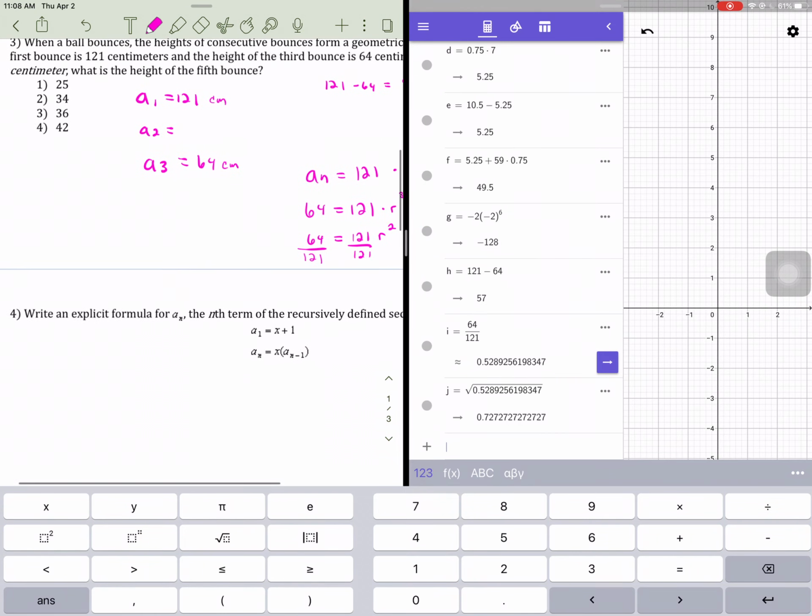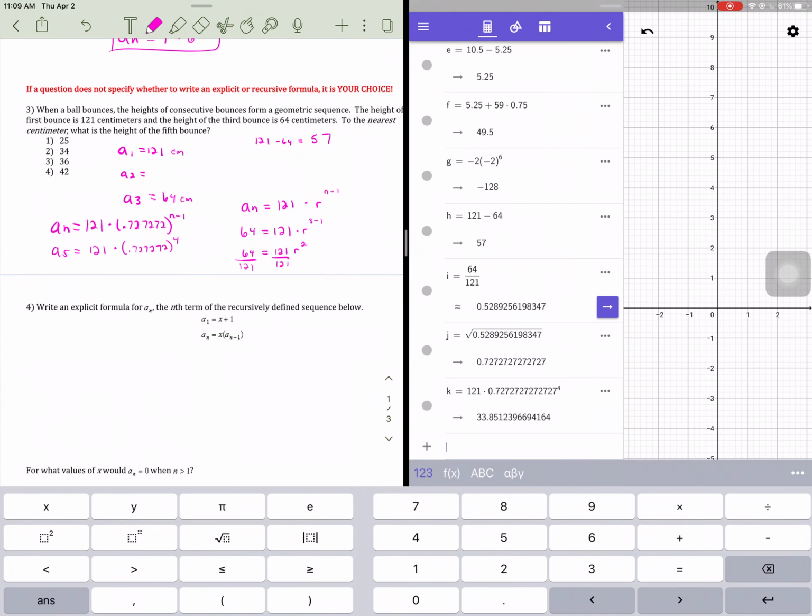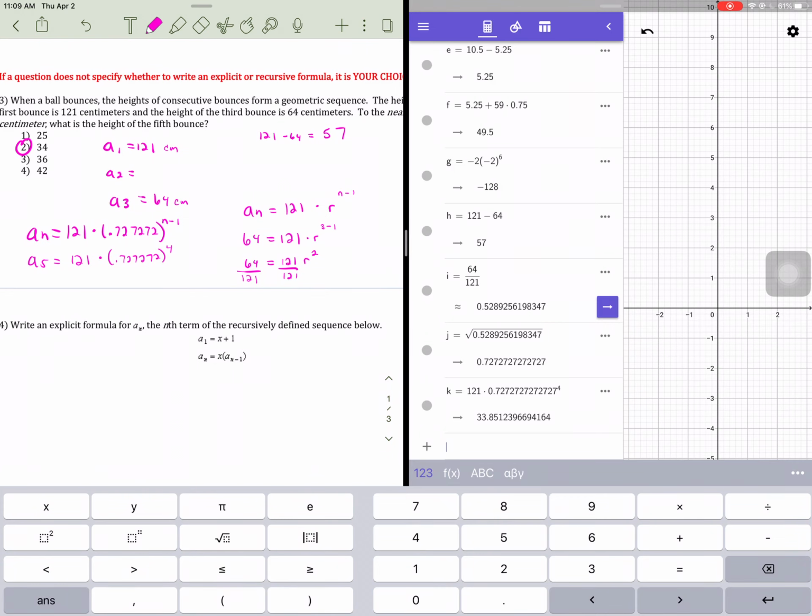So now we get a sub n equals 121 times 0.727272 to the n minus 1. And if we're looking for the fifth, that's 121 times 0.727272 to the 5 minus 1, the fourth. Let's see. 121 times the answer raised to the fourth, 33.85, so 34 to the nearest centimeter. Yep, that makes sense. It's a little trickier.